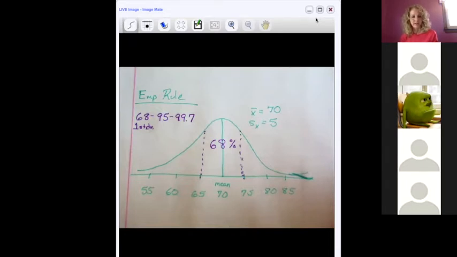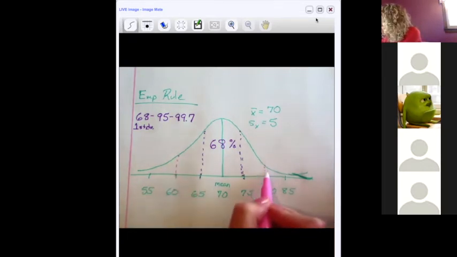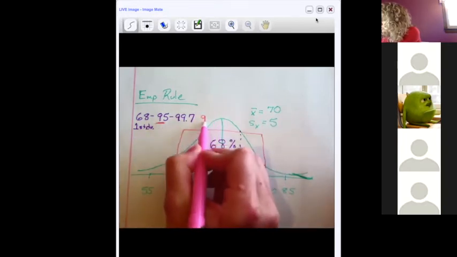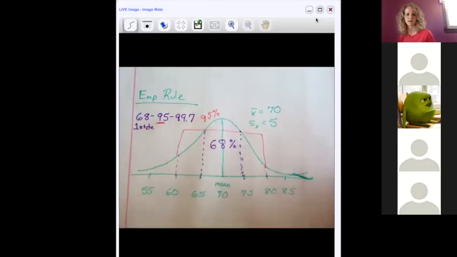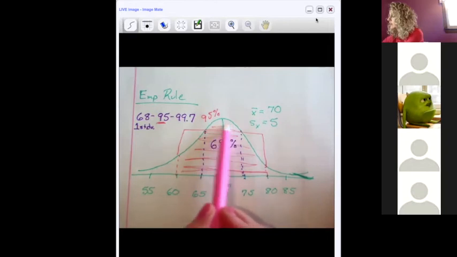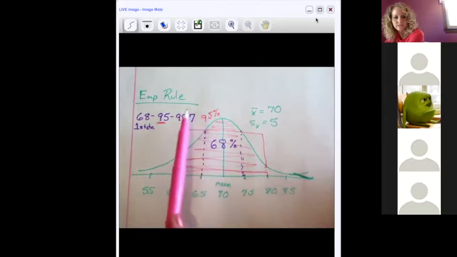If I said what percent of the test grades were between 60 and 80, well, that's the next step. That's 2 standard deviations on either side. So within 2 standard deviations, we have 95% of our data. So anything in this whole region covers 95%. So within 1 standard deviation is 68%. Within 2 standard deviations is 95%. And then within 3 standard deviations, that's where we get that 99.7.